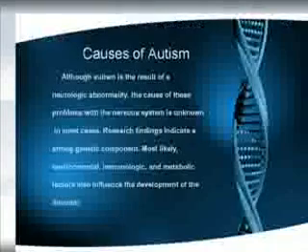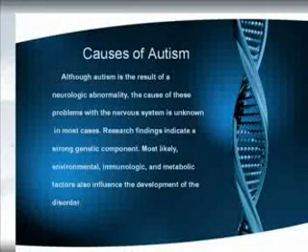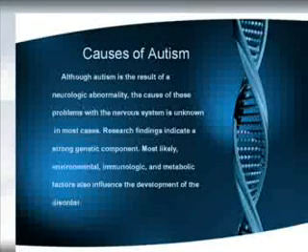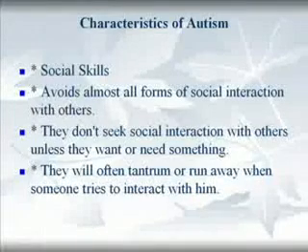Causes of autism. Although autism is a result of a neurological abnormality, the cause of these problems with the nervous system is unknown in most cases. Research findings indicate a strong genetic component, as well as environmental factors such as pesticides, infections, hormone imbalance, and mercury in vaccination. Characteristics of autism.